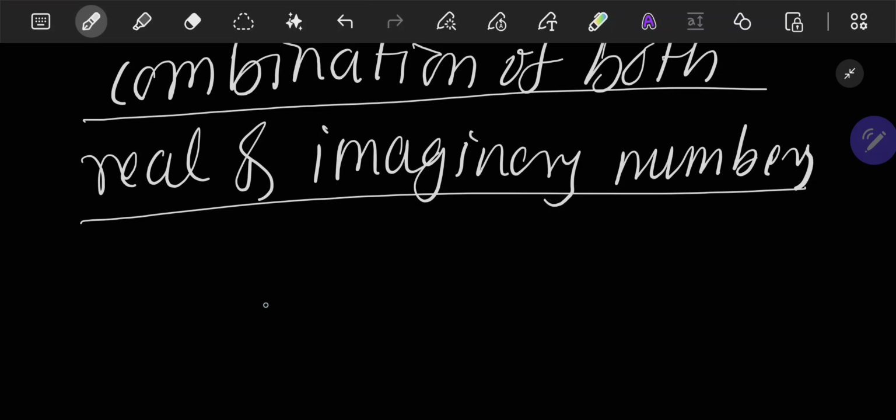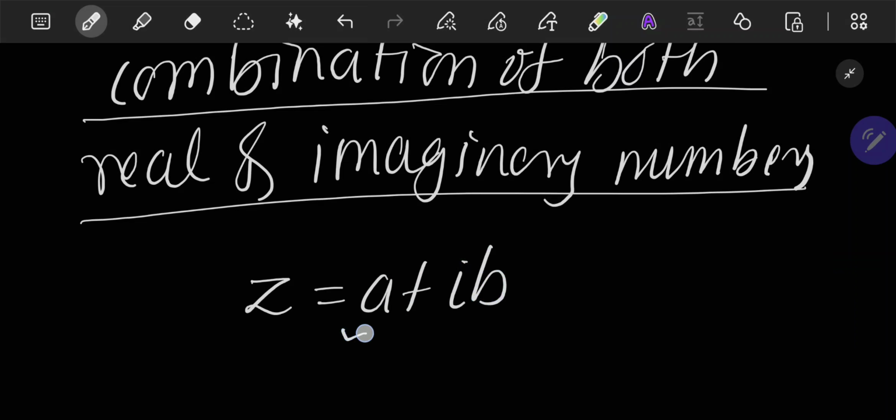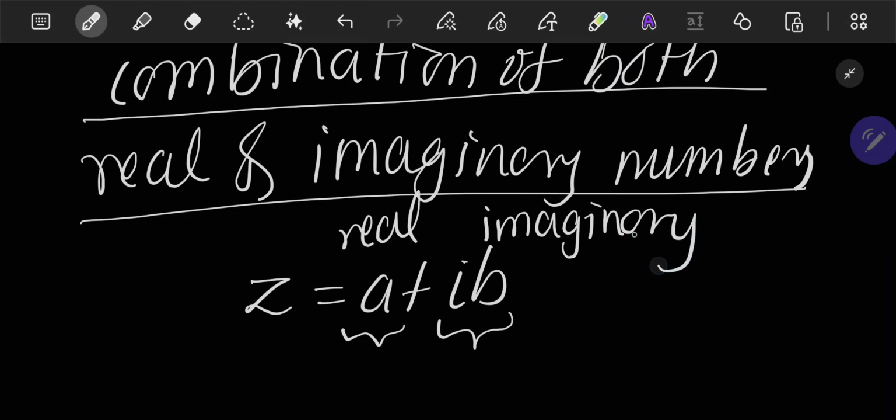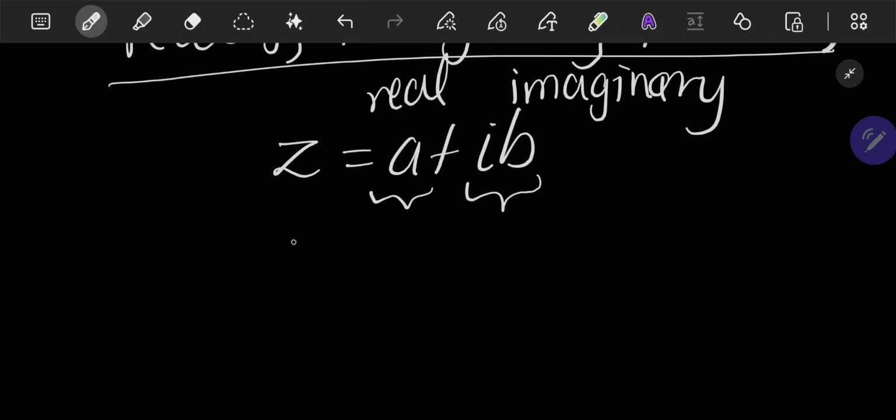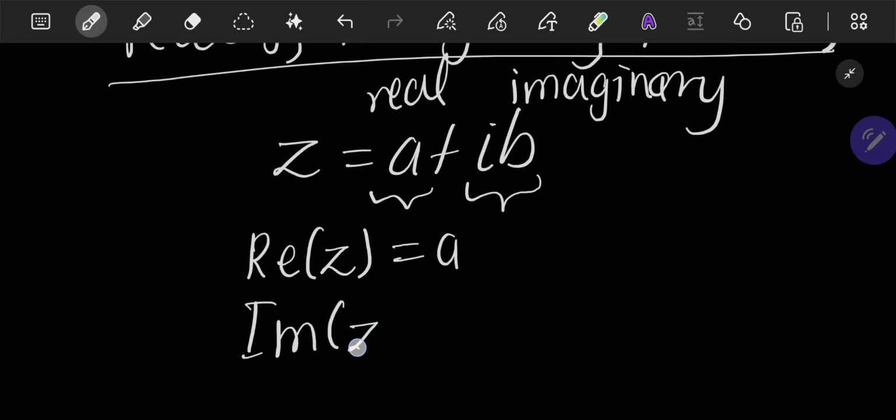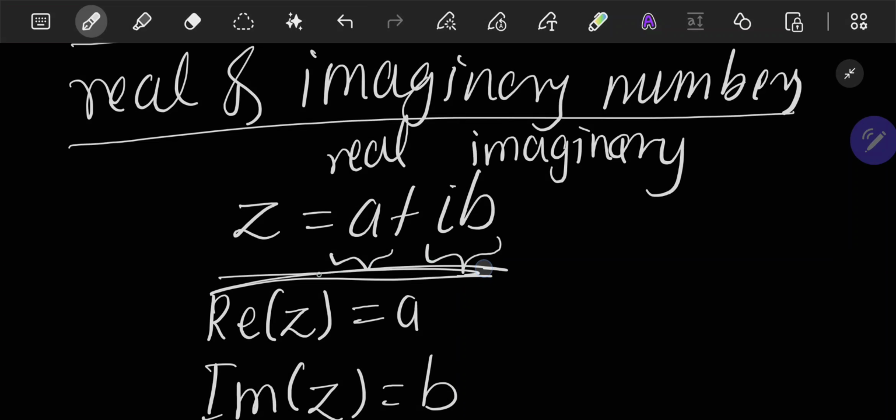For example, if we have a complex number z, we can write this as a plus i b. This is the real part, and this is the imaginary part. To denote the real and the imaginary part, we use the notation Re of z for the real part of z, which is a, and Im of z for the imaginary part, which is b. So this is one of the main ways that we denote complex numbers.